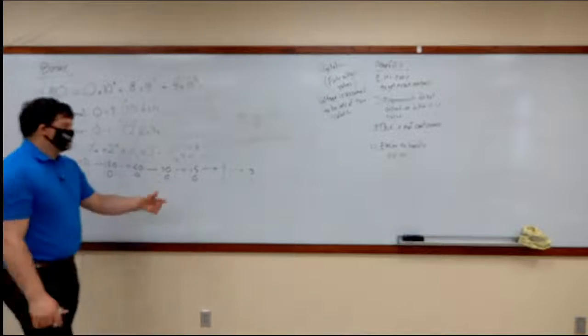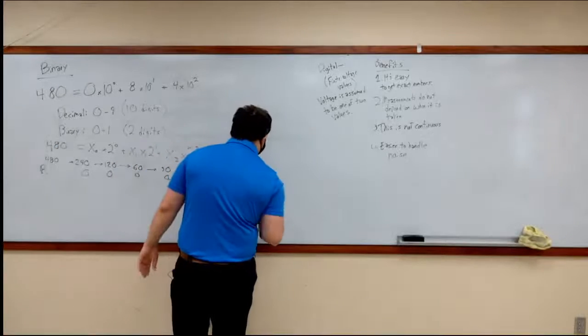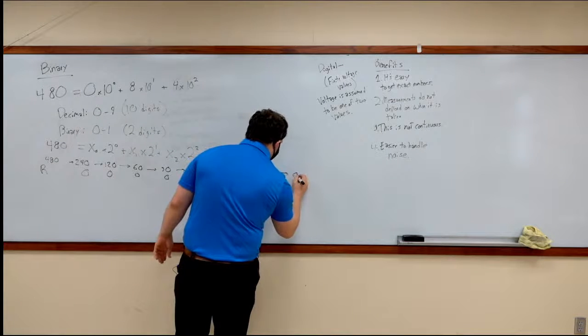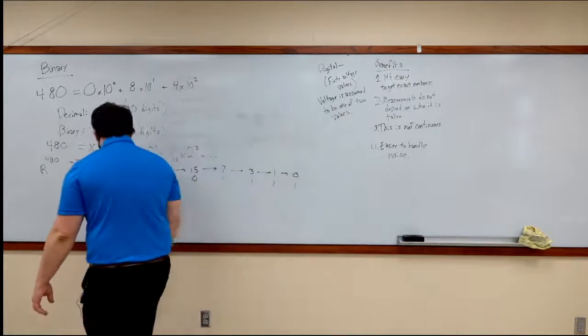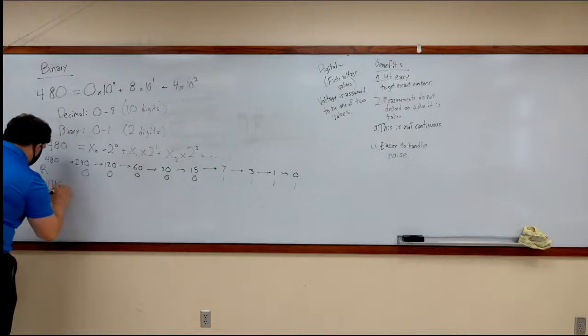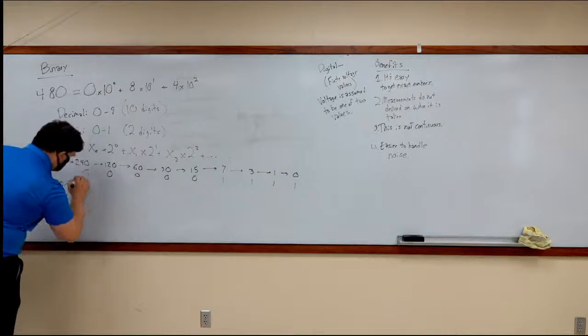Okay, we then divide 3 by 2. We get 1, remainder 1. We divide 1 by 2. We get 0, remainder 1. This is the reverse order of our binary number. So the binary representation of 480 is 111100000.